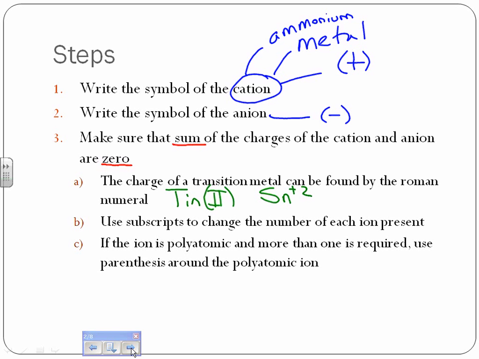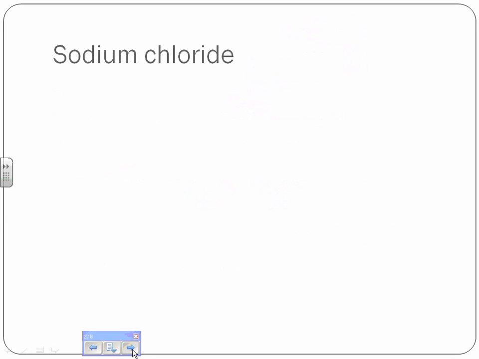Then we use the subscripts to change the number of each ion present, and if the ion happens to be polyatomic and you need more than one of them, then we're going to use parentheses around that. So let's take a look at how this works. Now I'm going to do a whole bunch of sample problems with you, about 5 or 6 practice problems here, and at any point you can pause them, read the screen, try to write the formula, and then hit play again. Our very first one is sodium chloride.